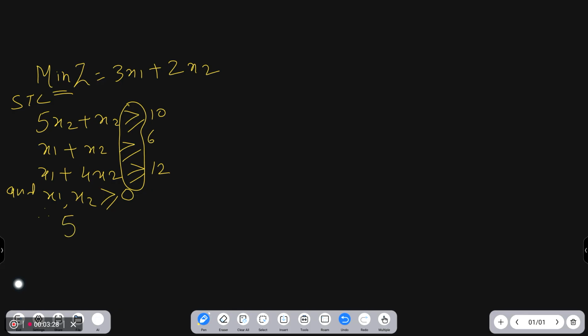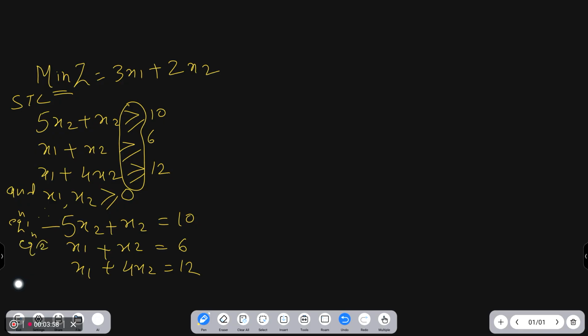Therefore, my solution will be like this: 5x1 plus x2 is equal to 10. Then x1 plus x2 is equal to 6. Then the next one is x1 plus 4x2 is equal to 12. This is my revised system, and I name the equations as equation number 1, then equation number 2, and this will be my equation number 3.